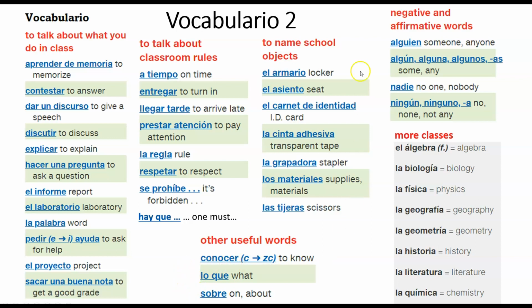Sobre, on or about. Negative and affirmative words. Alguien, someone or anyone. Algún, alguna, algunos, algunas, some or any. Nadie, no one, nobody. Ningún, ninguno, ninguna. No, none, not at all, not any. And some more classes. El álgebra. La biología. La física. La geografía. La geometría. La historia. La literatura. La química.